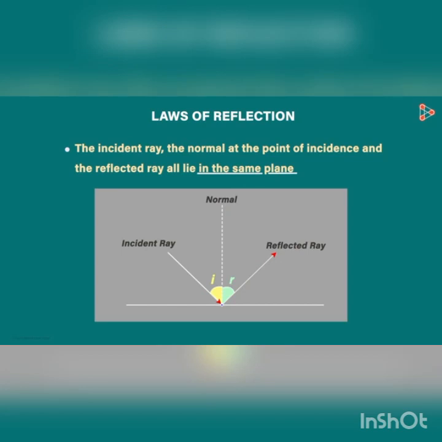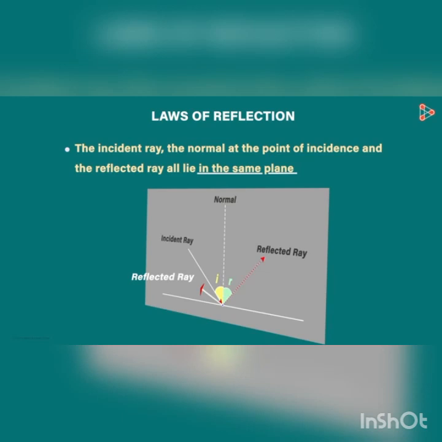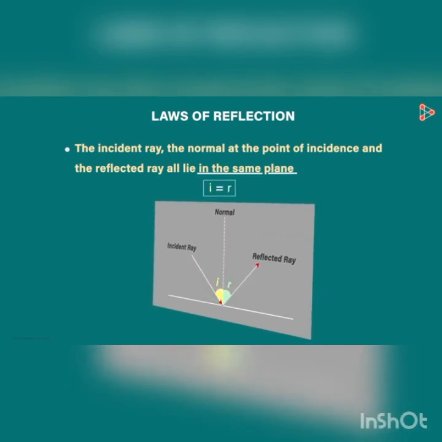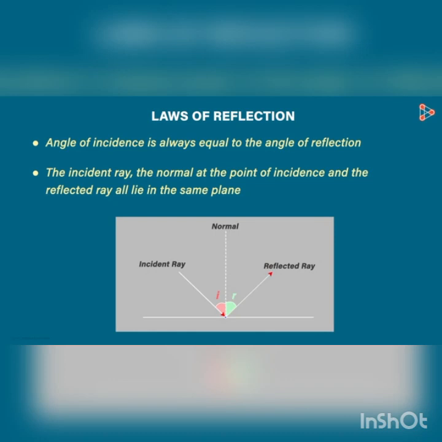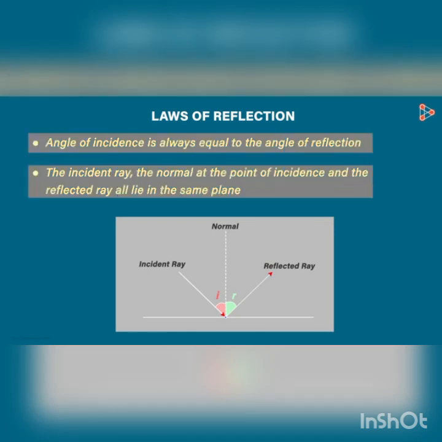For example, if the reflected ray is in this direction instead of this, then the diagram will look like this. The incident ray and normal are in the plane of the paper, whereas the reflected ray is not in this plane. This violates our second law, and hence this ray will not be reflected in that direction. This is just not possible. It can only be like this. I will be equal to R, and they will lie on the same plane. I hope both the laws are clear now. In the next lesson, we will see an experiment based on this concept which you can easily perform at home.